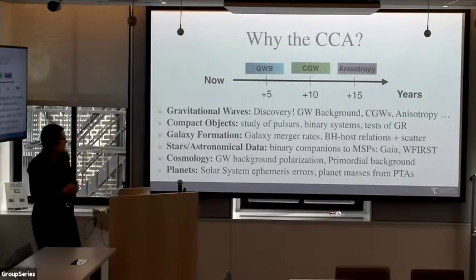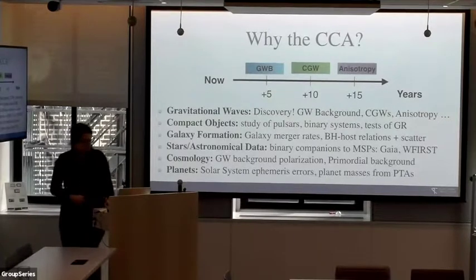And also, my work touches on planets. We transform all of the pulsar arrival times to the solar system barycenter. And to do that, we need to have an extremely good solar system ephemeris model. And so errors on planet masses can lead to errors in our data analysis. But in turn, we can constrain planet masses using pulsar timing array measurements. Hopefully there's a little bit of something for everyone in my talk.